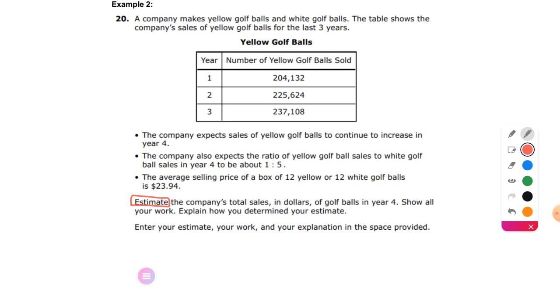Okay, that word right here makes my life easier. Estimate. Let's go back to the first bullet point. The company expects sales of yellow to continue to increase in year 4. What do we need to add to our table? Sadie? Year 4. Okay, so add a 4 there.